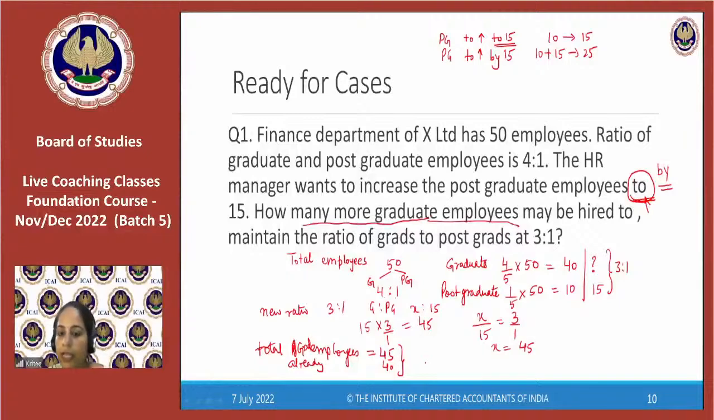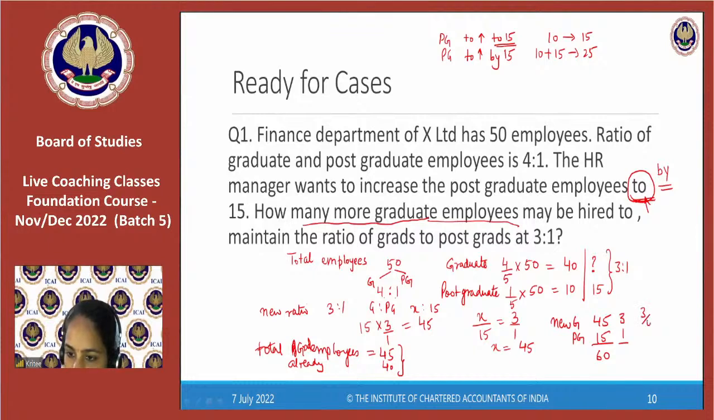See, 3 by 4 will happen when we are talking about the total. Someone is asking, ma'am, 3 by 4 nahi hoga. Please listen to this carefully. Your new graduate employees are 45. Postgraduate employees are 15. And that makes it 60. That gives the ratio 3:1.